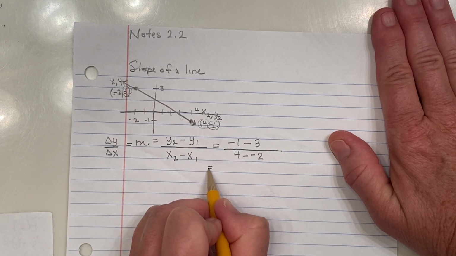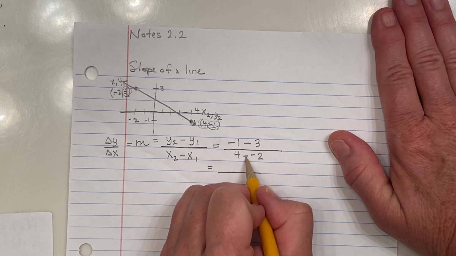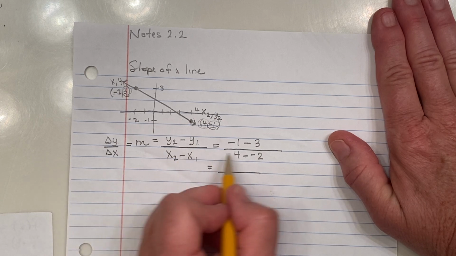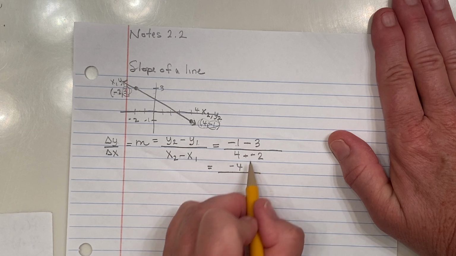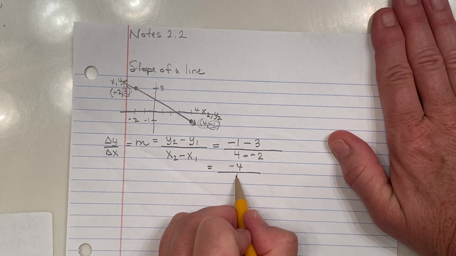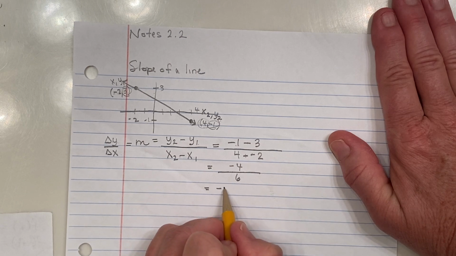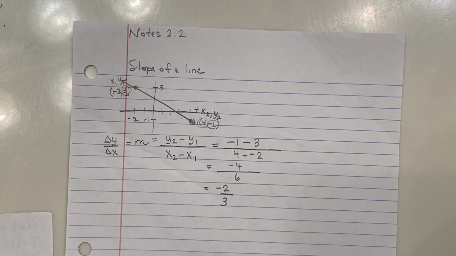So I'm going to work down here. So now we have a difference quotient. We're subtracting. We have a subtraction and a quotient. So negative 1 minus negative 3 is negative 4. And of course this would turn to adding 2. So we get 6. So I can simplify this to negative 2/3. There's a common factor of 2 that divides out of both those numbers.